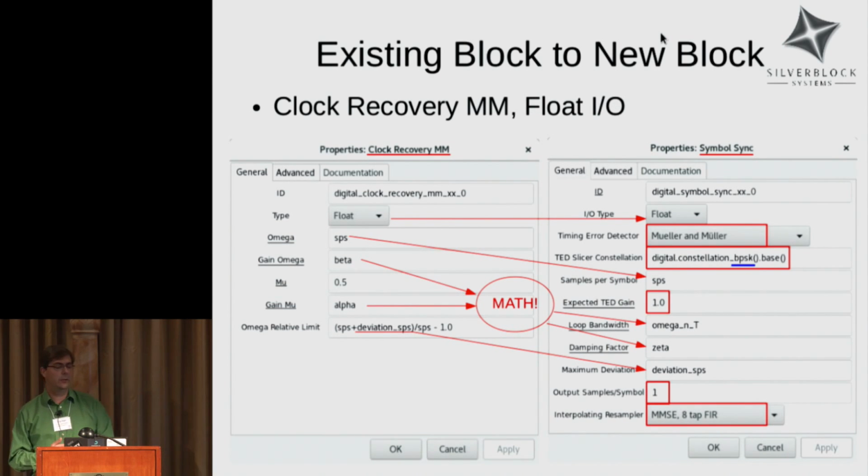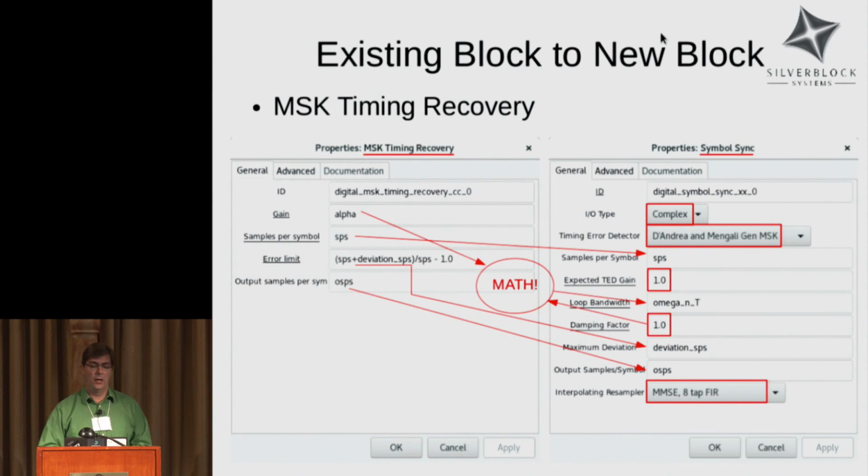Something similar for the float version of the M&M clock recovery. I'll point out that this one uses the straight Mueller and Muller, not the modified one, and you'll be using the BPSK constellation for the slicer. Again, 8-tap MMSE FIR filter.